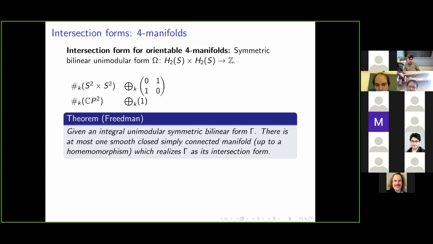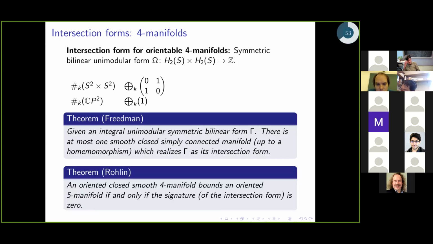And there is also one more famous result about intersection forms, which describes whether a four-manifold bounds an oriented five-manifold, and this is if and only if the signature of the form is 0. But from this other famous theorem, I will be using only the easier implication, that if it bounds, then the signature is 0. And now I have all the tools to explain the final proof.